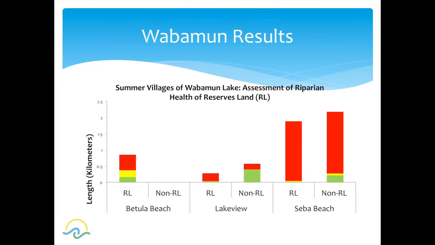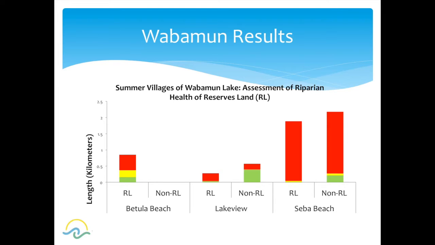So when we look at summer villages, the story is a wee bit different. There are some summer villages that don't have any land reserves at all. Some of them, Betula Beach, is completely contained within a reserve land. And when you look at Lakeview and Seba Beach, the reserve lands are actually in worse condition than the private land. But I think there are some exceptions here, because Seba's situation is not necessarily one of encroachment. It's probably one rather of a very large public access point.